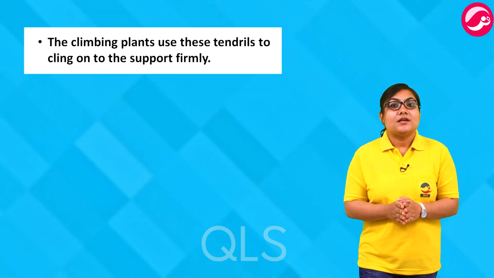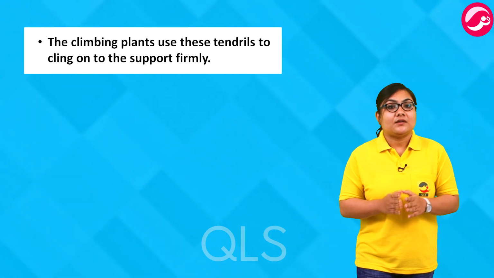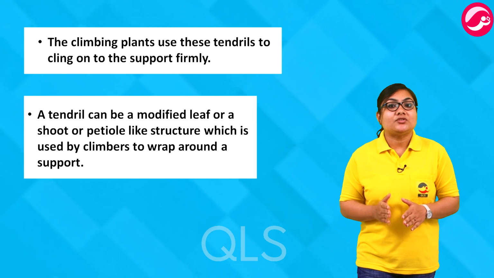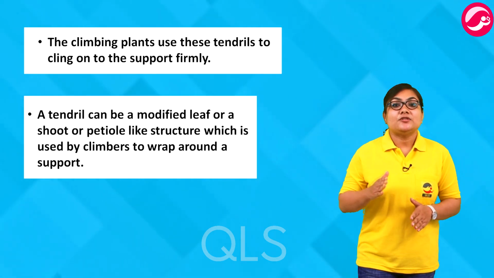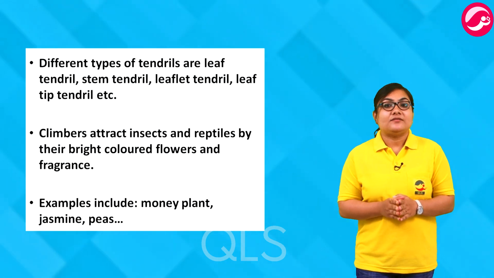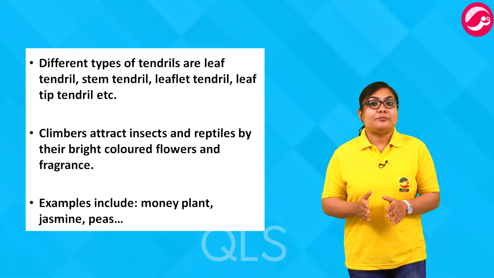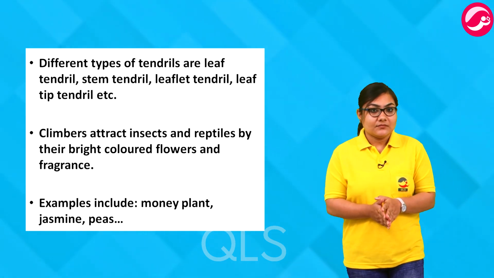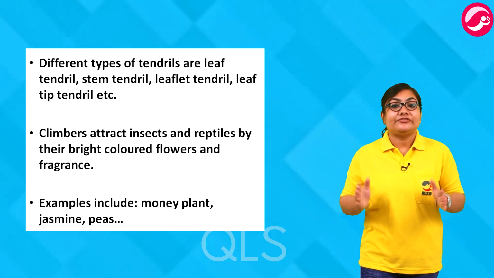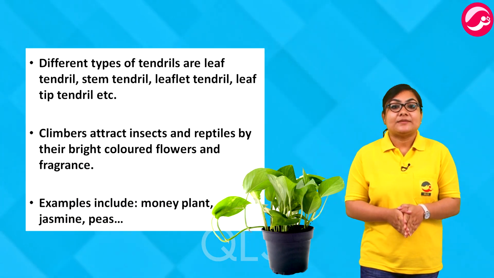The climber plants use tendrils to clench onto the support firmly. A tendril can be a modified leaf or a shoot or a petiole like structure which is used by climbers to wrap around the support. Different types of tendrils are leaf tendril, stem tendril, leaflet tendril, leaf tip tendril, etc. Climbers attract insects and reptiles by the bright colored flowers and fragrance. Examples include money plant, jasmine, pea.